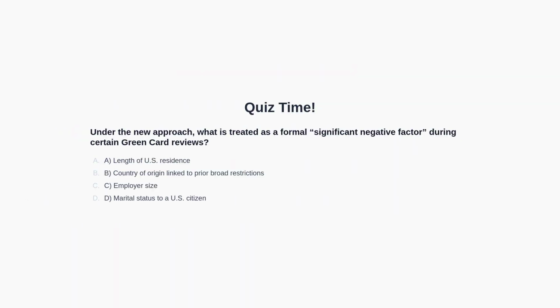Quiz time. The question is, under the new approach, what is treated as a formal significant negative factor during certain green card reviews? The options are A. Length of U.S. residence, B. Country of origin linked to prior broad restrictions, C. Employer size, and D. Marital status to a U.S. citizen. You may pause the video now to think about the answer. We will discuss the answer in the next section of the video.